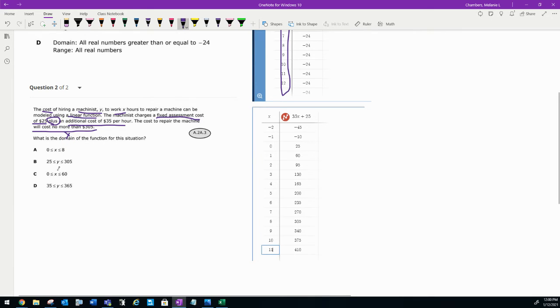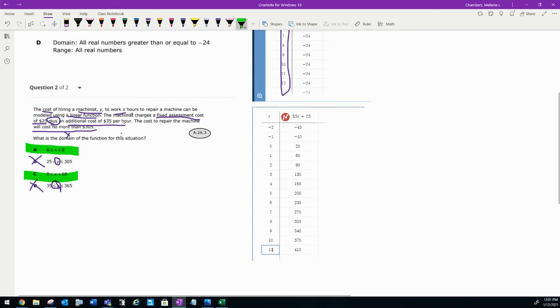Let's look at our answer choices. I see a y on B, so it cannot be B at all. Don't use that because we're looking for domain. And it cannot be D because D has a y, so we're going to get rid of D. So it has to be out of these two answers, A or C.